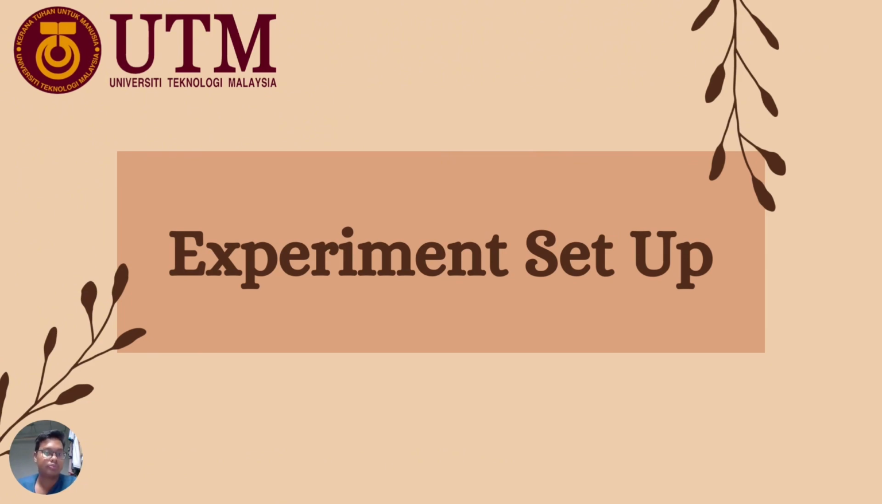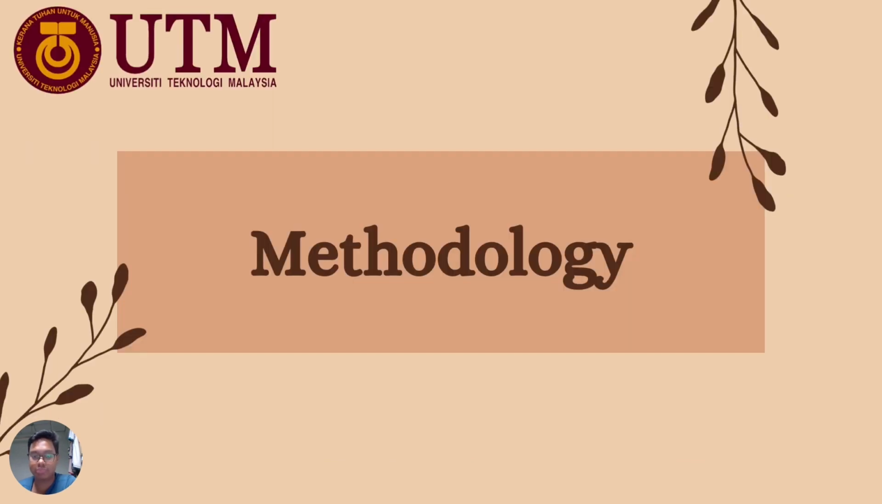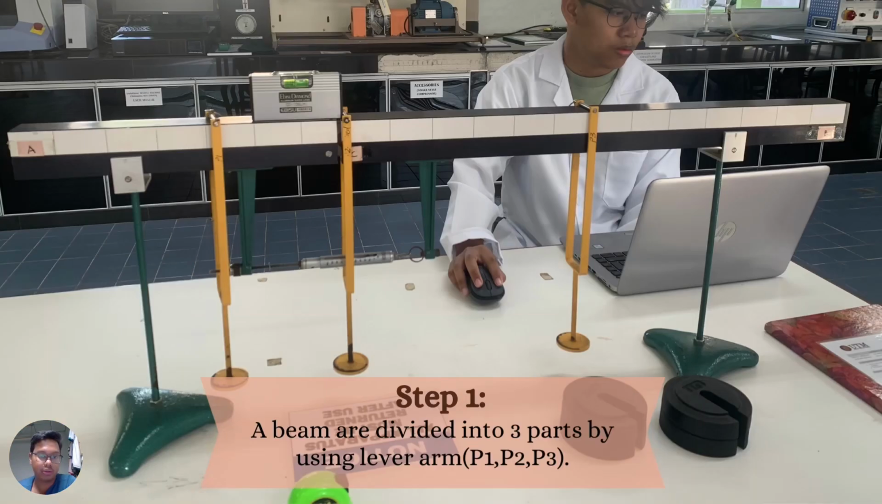Experiment setup. For the experiment setup, these are the apparatus that we will be using. First, we have the beam, accompanied by the lever arm that we labeled P1, P2, P3. Then we have the lever ruler. Then we have loads that range from 5 Newton to 10 Newton. That should be the methodology for part A.